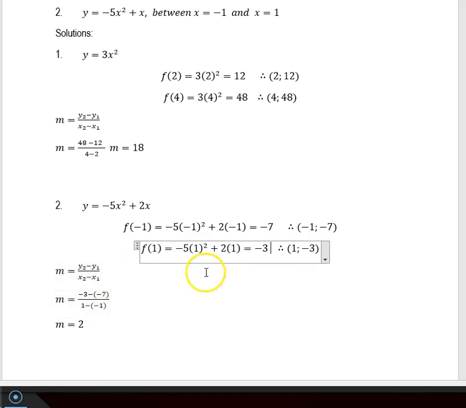This is my y2, which is minus 3, minus my y1, which is minus 7, over x2, which is 1, minus minus 1. If you do that with your calculator, you're going to be having 2. That's how to find average gradient.